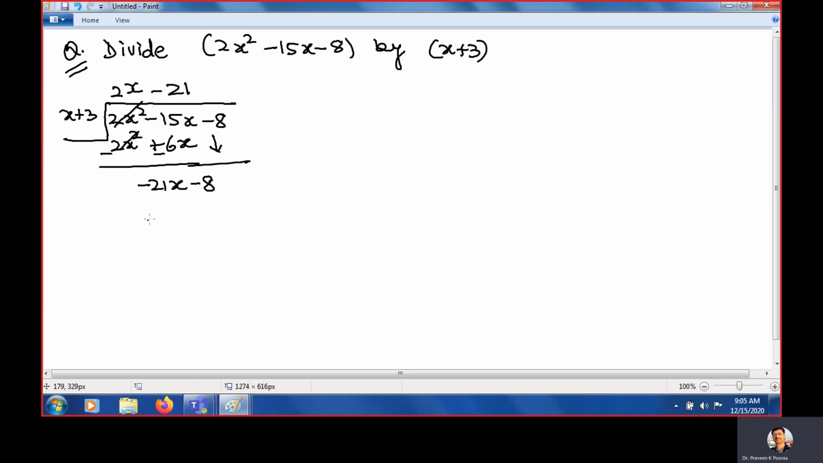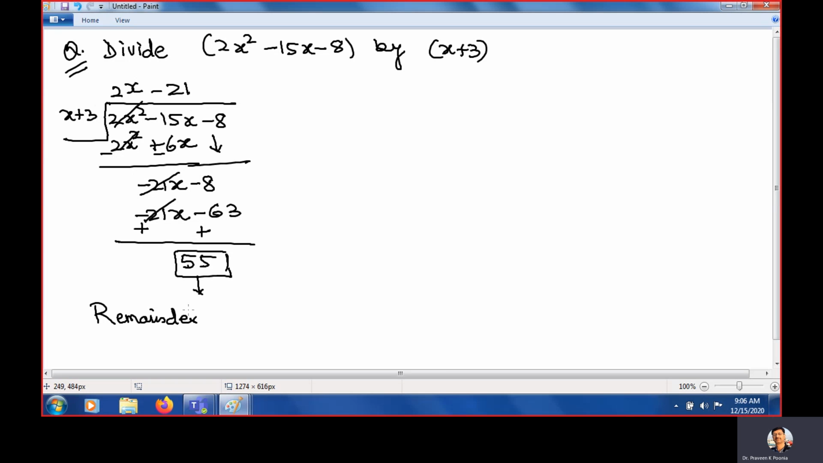Minus 21 into x is minus 21x, and minus how much? Minus 21 into 3, minus 63. And if you subtract it, this will change into plus, this will change into plus. Minus 21 plus 21 is 0. Plus 63 minus 8, it is 55. So what is the remainder? Remainder is 55. Clear? Now another very beautiful concept I am going to explain, and then we'll move to the remainder theorem.